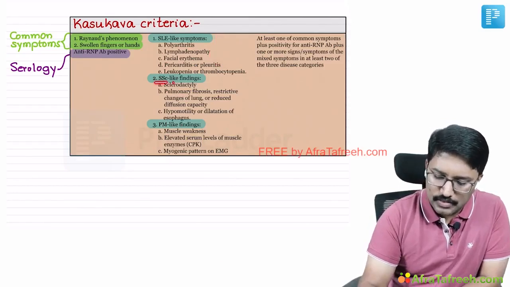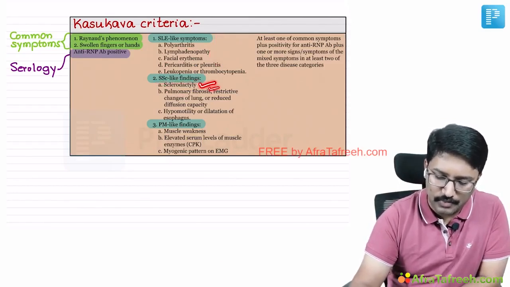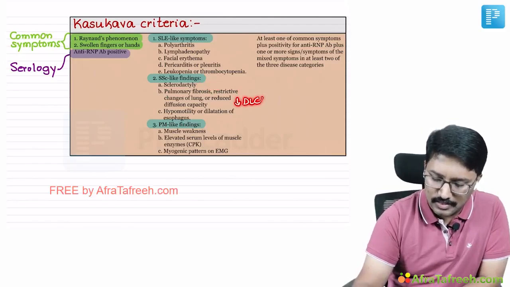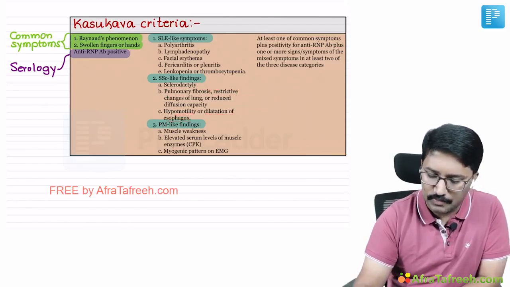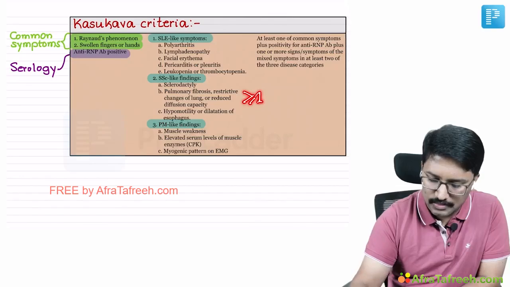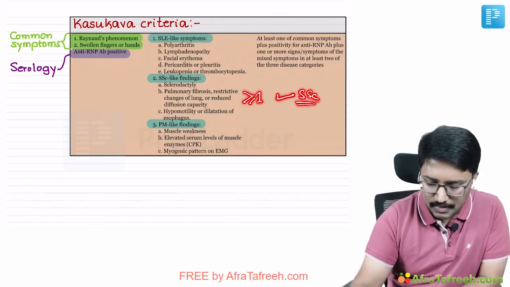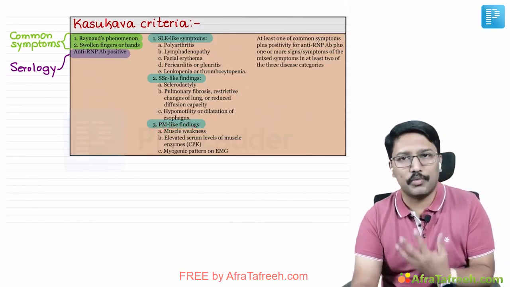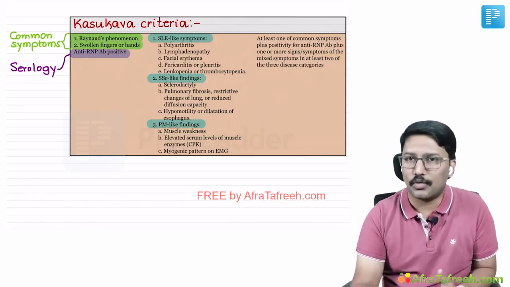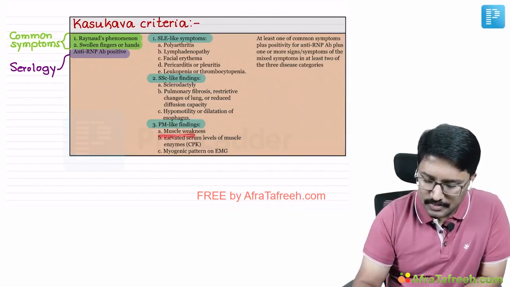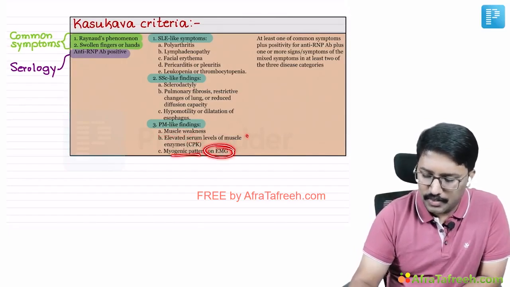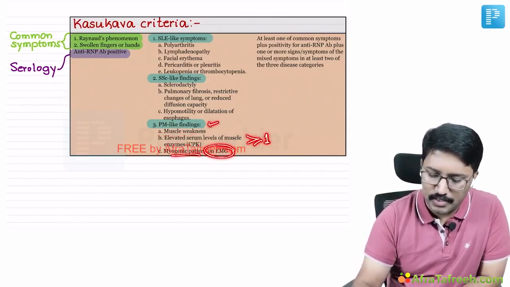Now, the systemic sclerosis-like findings like sclerodactyly, pulmonary fibrosis, restrictive lung picture, or reduced DLCO, right, or hypomotility or dilation of esophagus. If any one or more than one of these is present, that would satisfy the SSc-like findings, right? And the polymyositis-like findings. I've already told you when we talk about myositis here, it is about polymyositis, not dermatomyositis. So muscle weakness, elevated CPK levels, or the myogenic pattern on the EMG. If any one of these is present, that satisfies the PM-like findings.